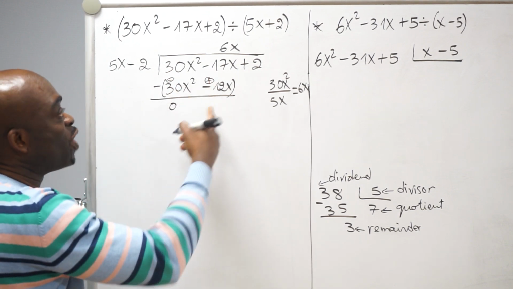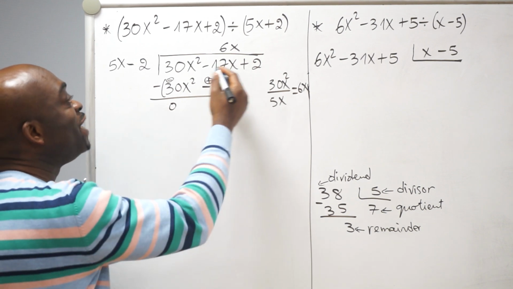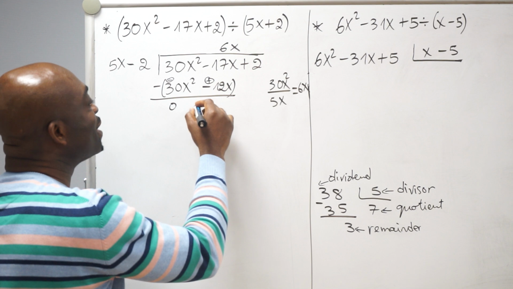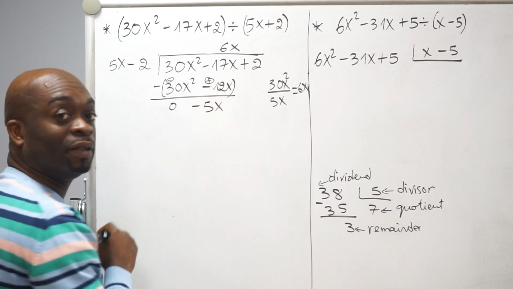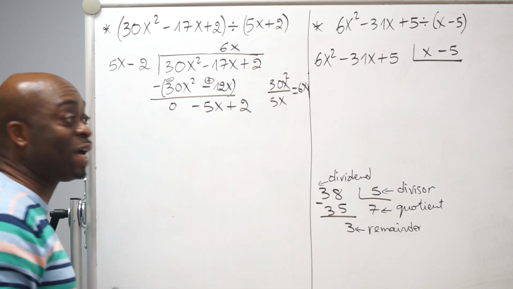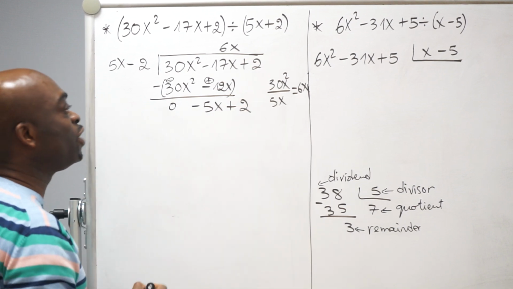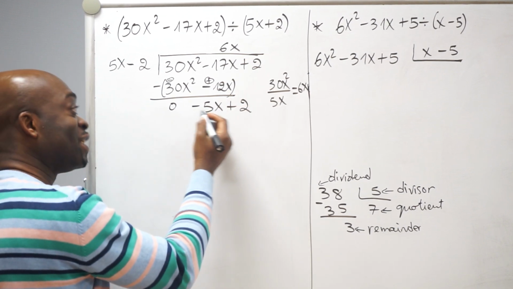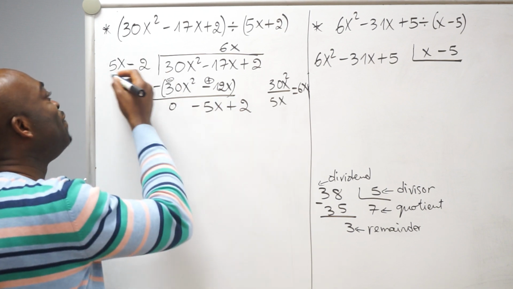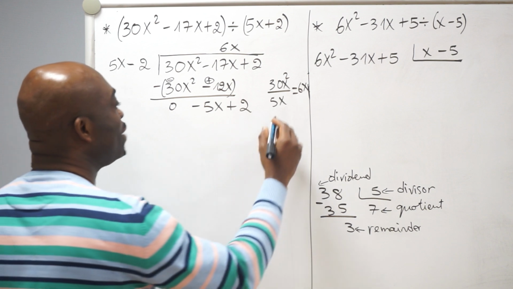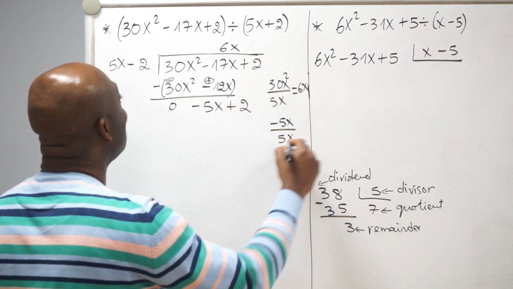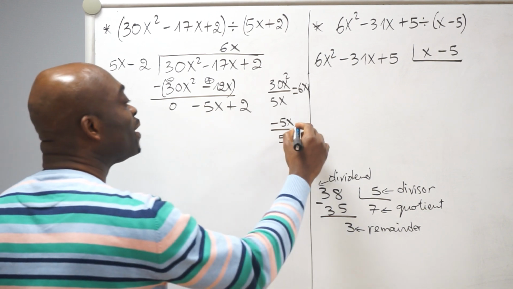Now when it comes to the second term, it depends on what you have. So we have negative 17x plus 12x. What are we going to get? It's going to give us negative 5x, right? And then we bring down the positive 2 because we have not used it yet. So this is now your new dividend. You take the first term here and again divide by the first term of the divisor. Always. So it's negative 5x divided by 5x. That will give us what? Negative 1.